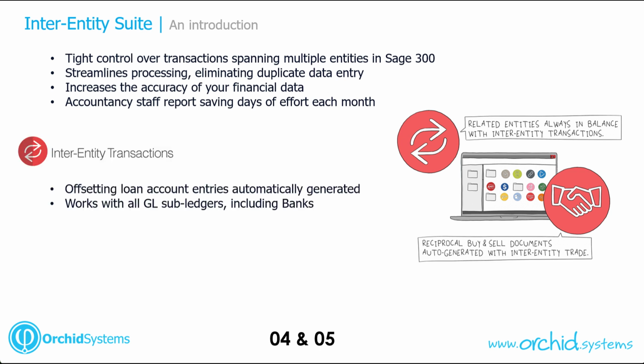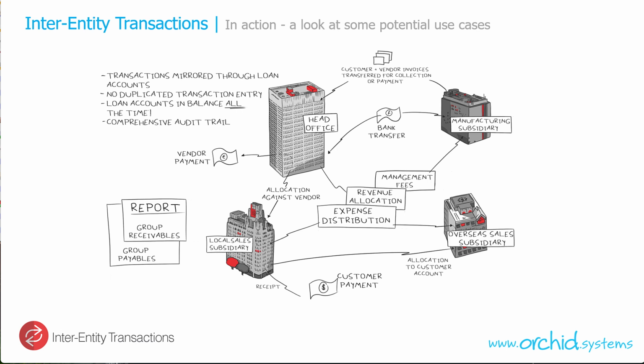Inter-entity transactions automatically creates the offsetting loan account entries when GL batches are posted. Because it works at a GL level, all subledgers are covered. For example, the loan account entries can be automatically generated when you create an accounts payable invoice where a portion of the invoice belongs to Company 1, 2, and 3. When that batch is posted in the GL, the debit expense and credit loan account entries in Company 2 and 3 are automatically created.